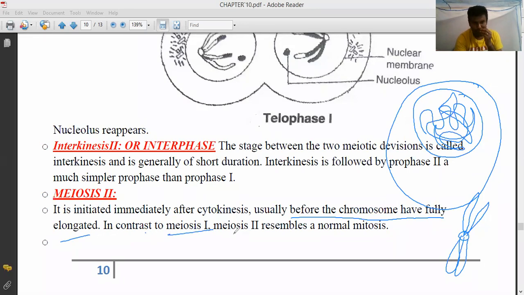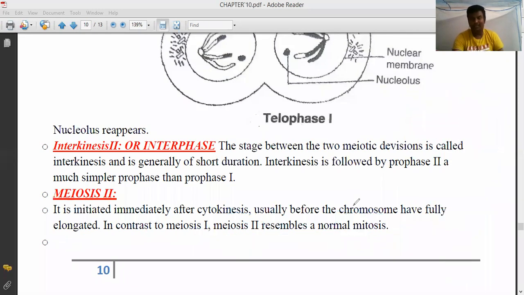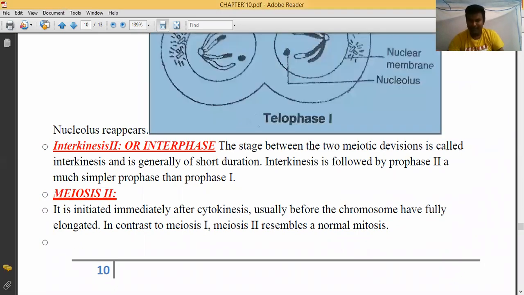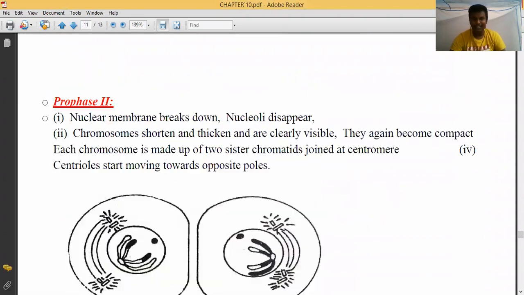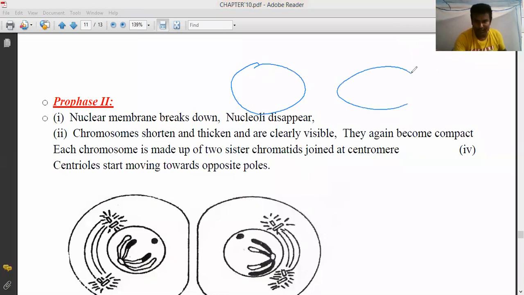In contrast to meiosis 1, meiosis 2 resembles a normal mitosis. One point you have to remember: meiosis 2 divisions are similar to mitosis. Whatever divisions happen in mitosis are all repeated in meiosis 2. Meiosis 2 is not something separate. As a result of cytokinesis 1, two daughter cells are formed. Those are these two daughter cells, and their division starts like this.